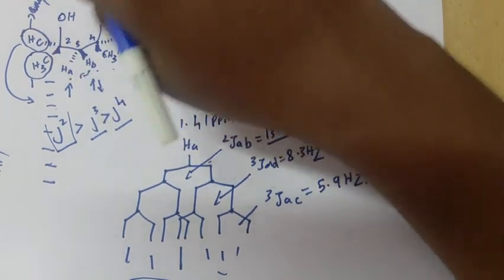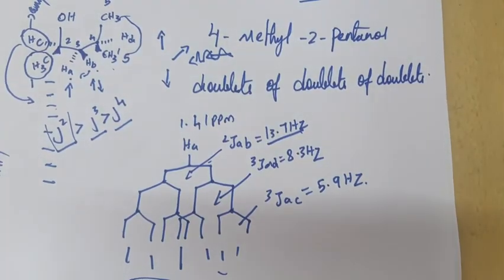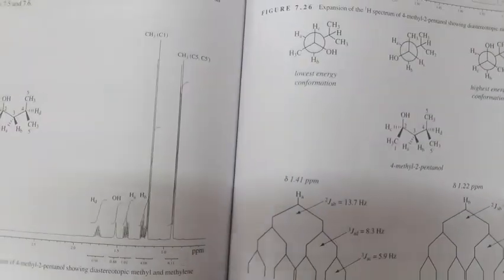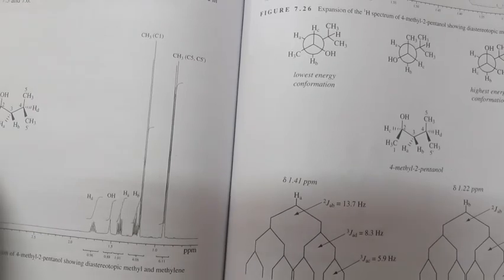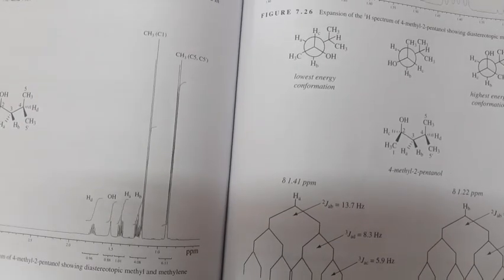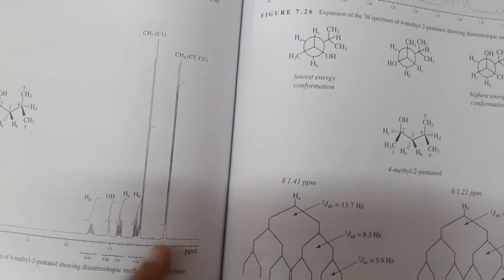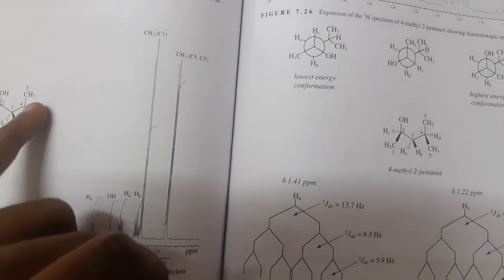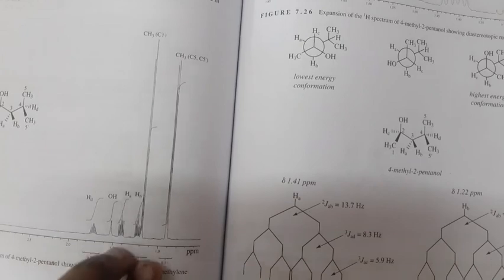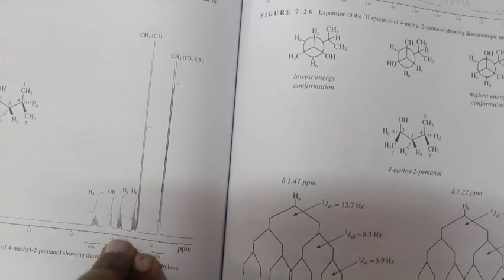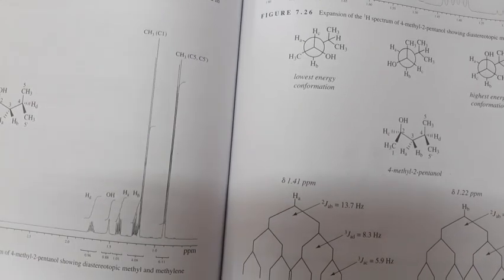So let's see the spectrum. It was given in this book. You see the CH3 is giving a doublet because there's only one coupling going on there. You see this also giving a doublet because only one H is coupling, and we have two doublets of doublets, and HD and HC are giving a complex multiplet spectrum, and OH is giving a singlet. So that's the spectrum of this compound.